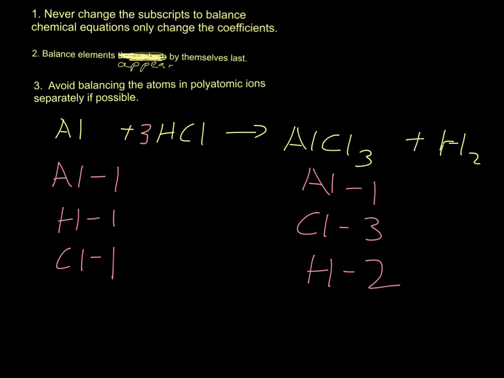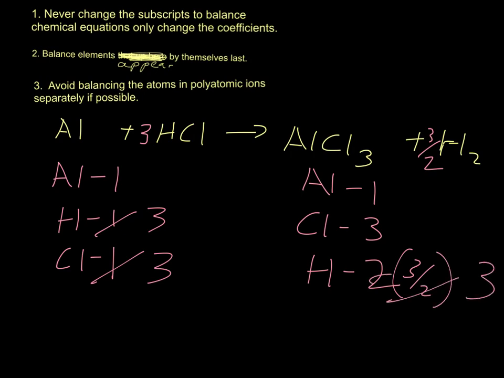Just a second guys, sorry, messed that up. So I place a 3 halves in front of my hydrogen, and when I do that, times 3 halves, that balances my hydrogens. So my hydrogens, my chlorines, and my aluminums are balanced. So I have a balanced equation.